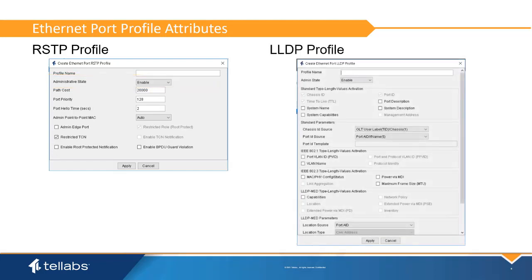The LLDP profile provides parameters relating to Link Layer Discovery Protocol. This protocol is an industry standard protocol used by network devices for advertising their identity, capability, and neighbors on the LAN.